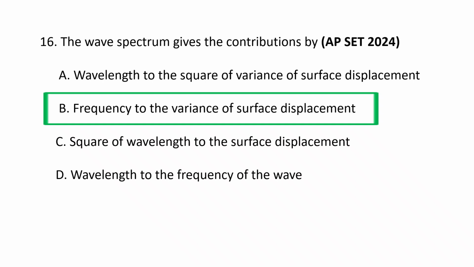The wave spectrum indeed represents the distribution of wave energy across different frequencies, and this distribution is directly related to the variations in surface displacement. In simpler terms, it shows how much of the wave energy is associated with each frequency component of the surface wave. So the wave spectrum gives contributions by frequency to the variance of surface displacement. B is the correct option.